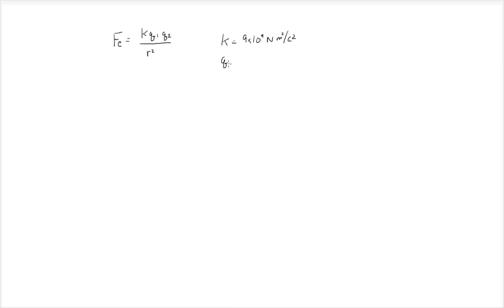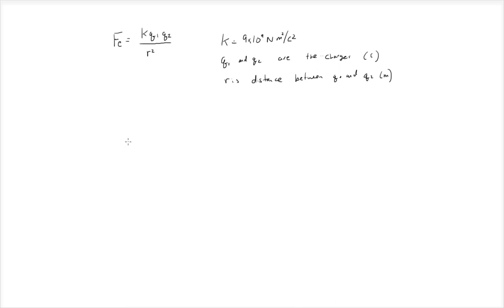Q1 and Q2 are just the charges, and that's in coulombs as well. And R is the distance between Q1 and Q2, and that's going to be in meters. And all you have to do is plug them in and make sure you type it in your calculator right.